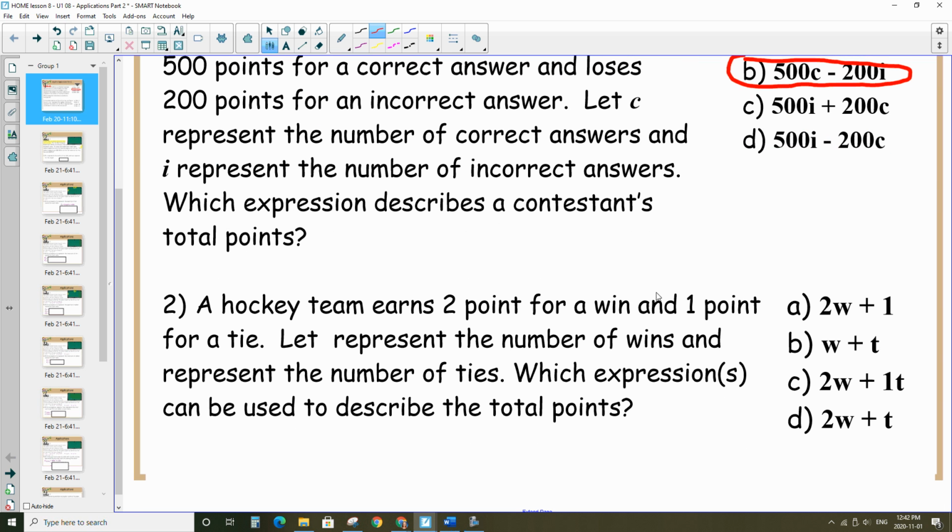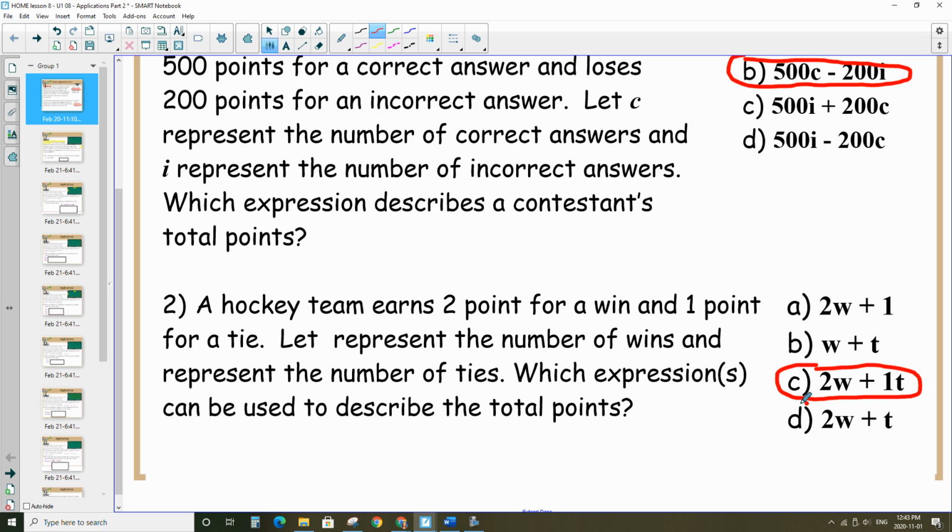The second example, we've got a hockey team that earns 2 points for a win, and we're going to use W for the win here, and then 1 point for a tie, and we're going to use T for the word tie here. So they're going to get 2 points for a win, and they're also going to get 1 point for a tie. So both of these are being added. So 2W plus 1T, that works.